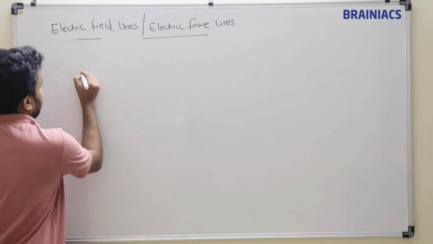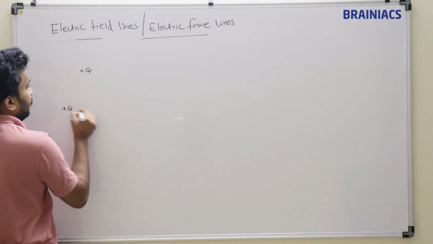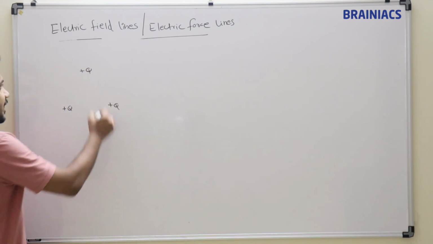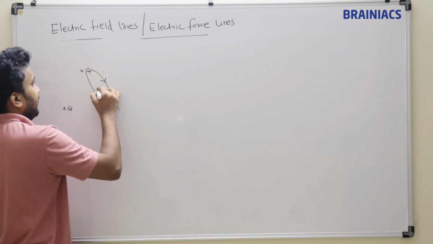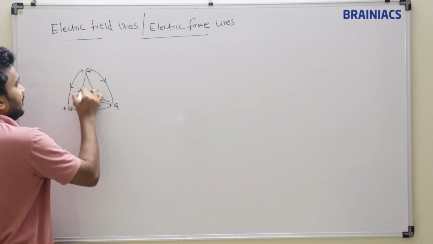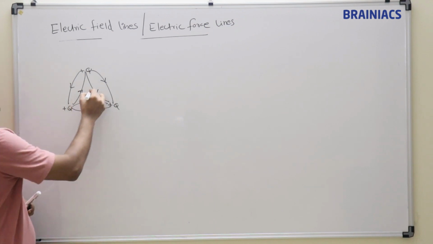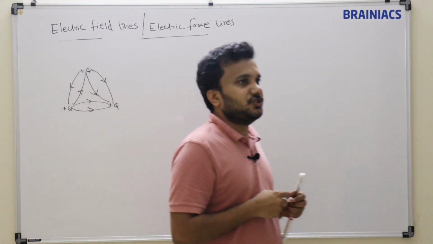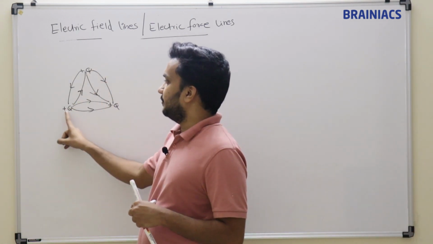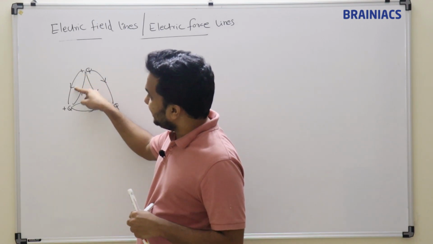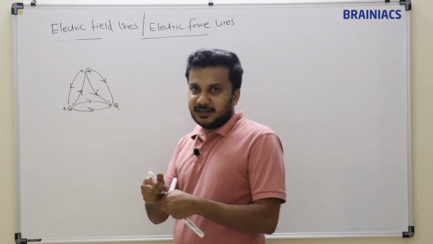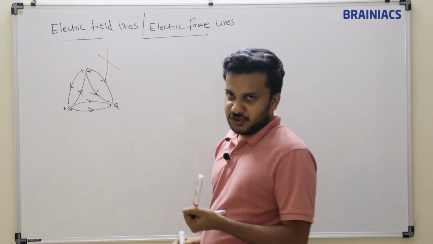Suppose I have a triangle shape, with a plus q at each corner. For this they can ask you different options. Maybe I will draw 4 options. These are the field lines coming like this. Is this correct or wrong? It is not correct. From plus q, lines come out; for plus q, lines will never come inside. Here these lines are coming inside, which means this is a wrong representation.